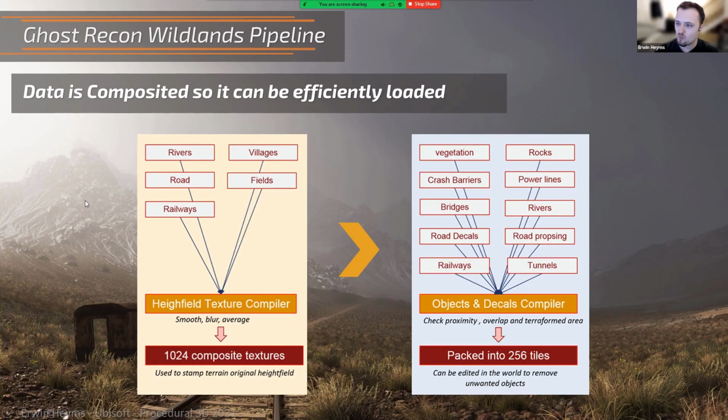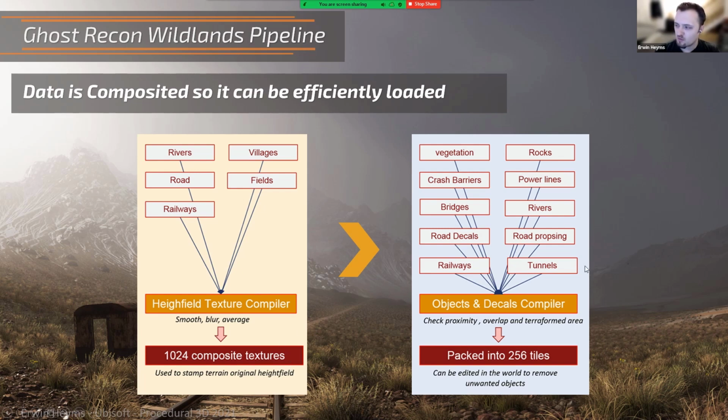And then we would composite our data so it could be efficiently loaded. Because we had several tools, they had to work together, and we needed to compress this data down into maybe 1 or 2 sets of data. So we would composite our textures together for the different tools for the terraforming, for the terrain. So we had our height field textures. They were basically compiled together into 1024 composite textures or texture sets.